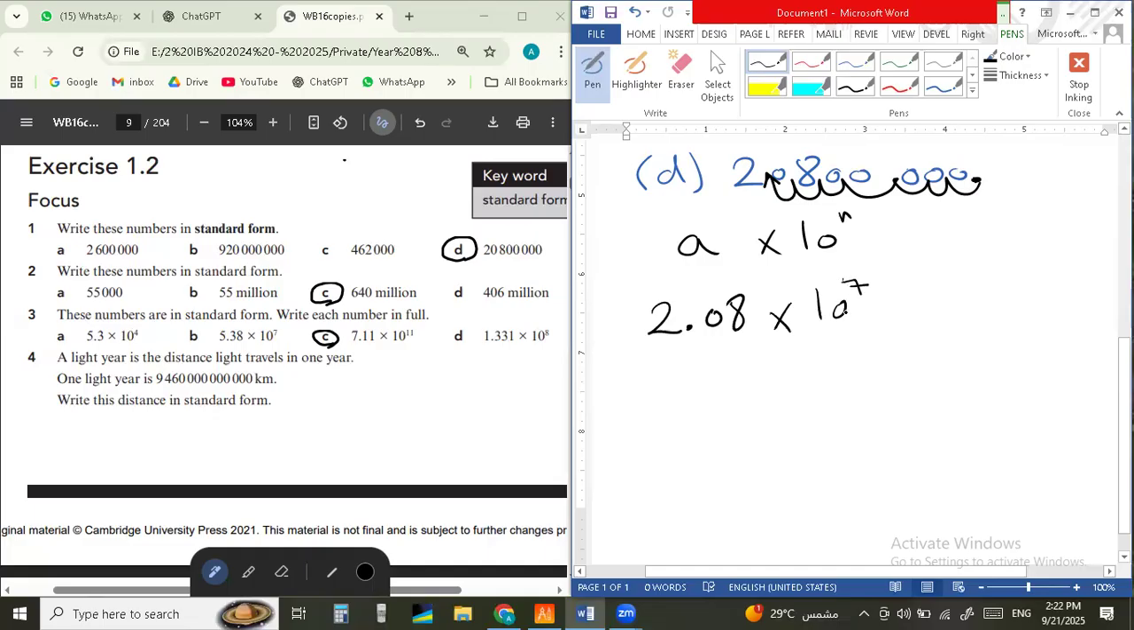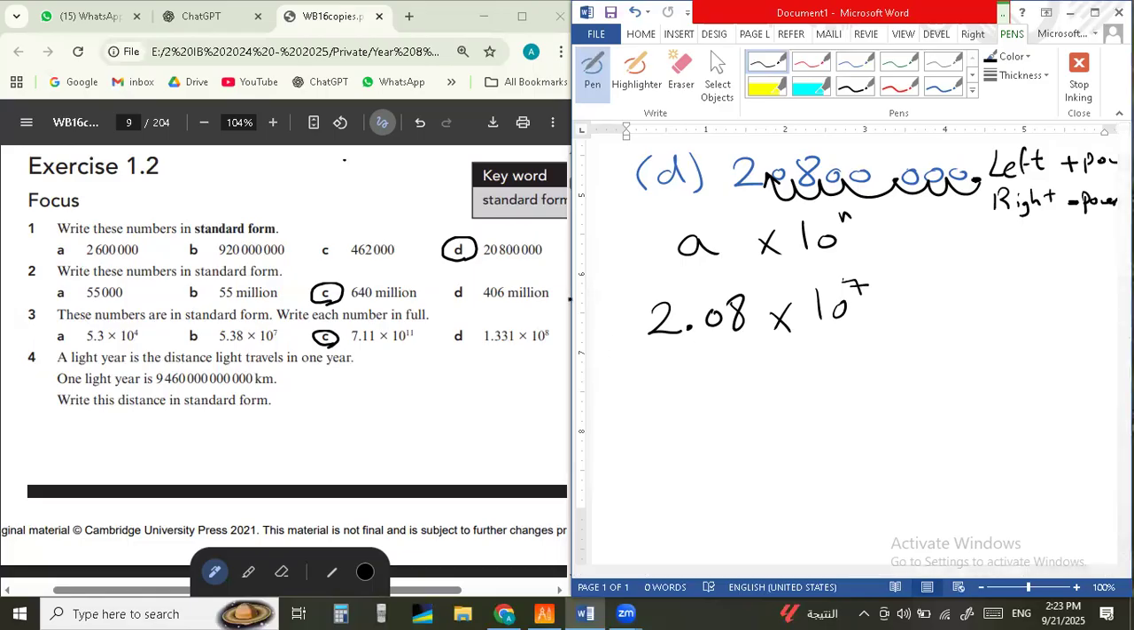Oh, Mister, is it always going to be to the power of 7? Not always. It might be sometimes to the power of negative 7. Oh, but Mister, how can I tell? Well, if you move the decimal point to the left, then the power is going to be positive. But if you move the decimal point to the right, it's going to be a negative power. Here, I moved the decimal point 1, 2, 3, 4, 5, 6, 7 digits to the left, so it's going to be positive 7. That's it.